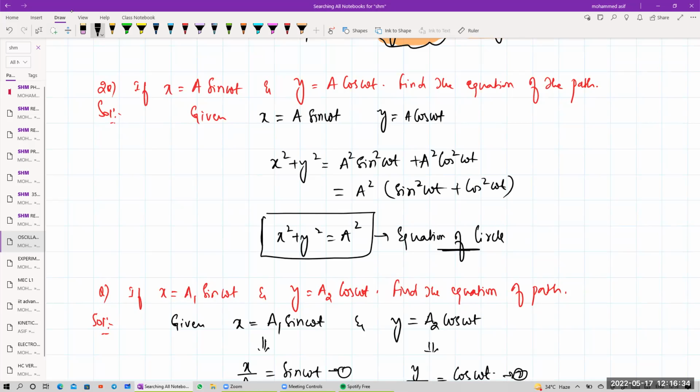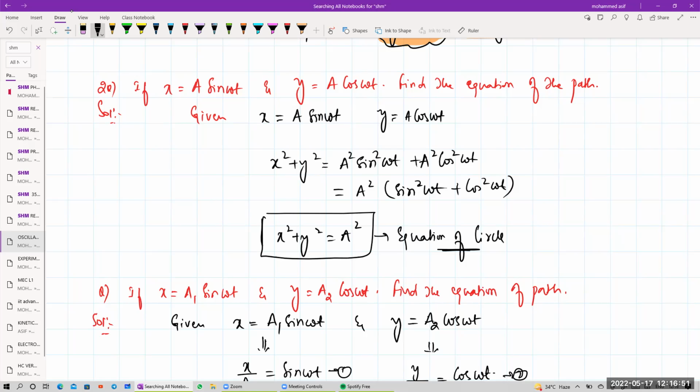X value is how much for me? A into sin omega t. Y value is how much for me? A into cos omega t. Isn't it? So square and add them. X square plus y square is a square sin square omega t plus a square cos square omega t. Sin square plus cos square is 1. So x square plus y square is a square.